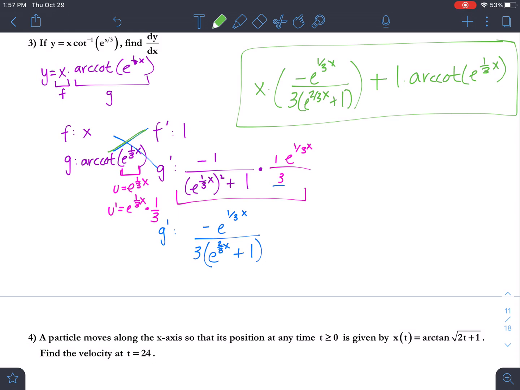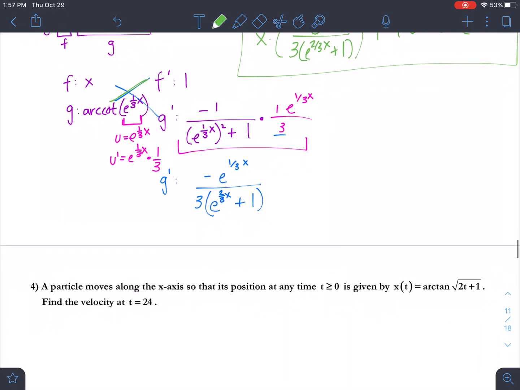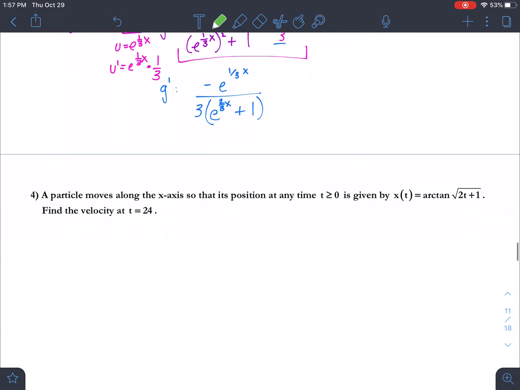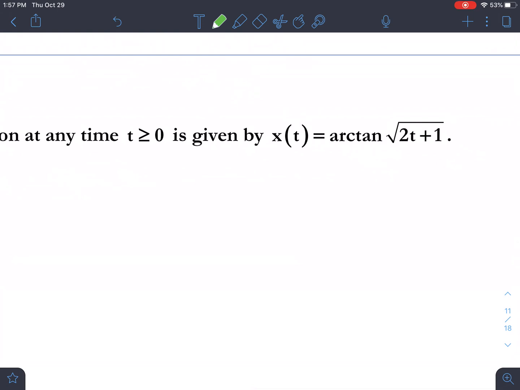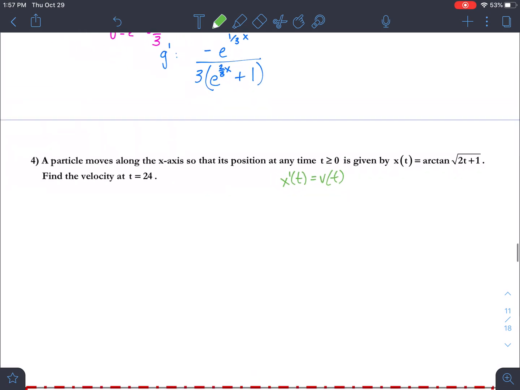All right, so we're going to try out number 4, if you're ready to go here. One more, bringing up that velocity and position, but using some inverse trig here. So take a look. It says the position is given as arctangent of the square root of 2t plus 1, and we want to find the velocity. Remember, the derivative of position is velocity, so we're going to be finding x prime of 24, which is, again, just the velocity at 24 seconds, or minutes, whatever this may be.